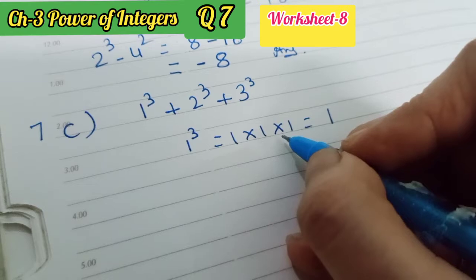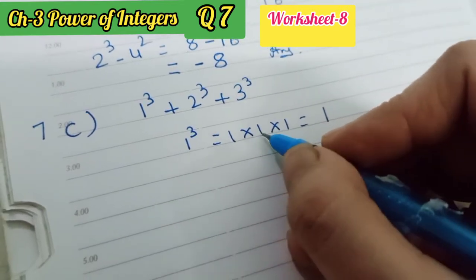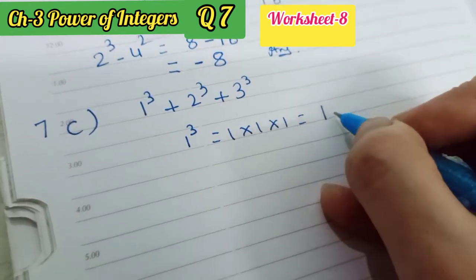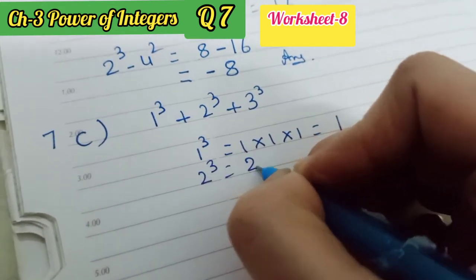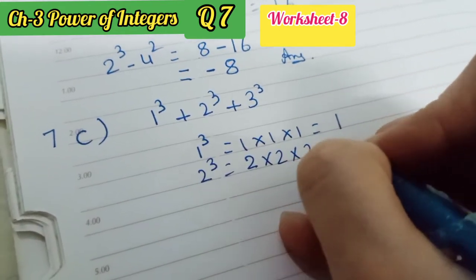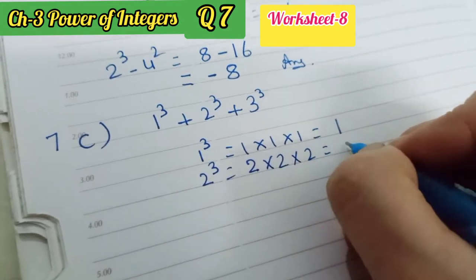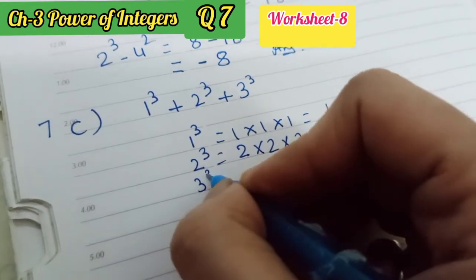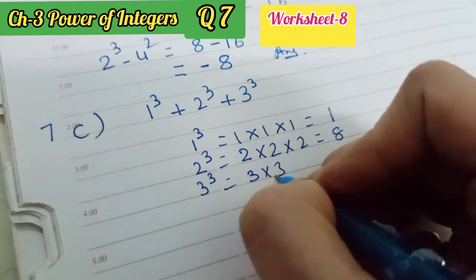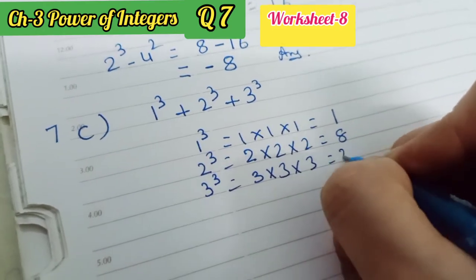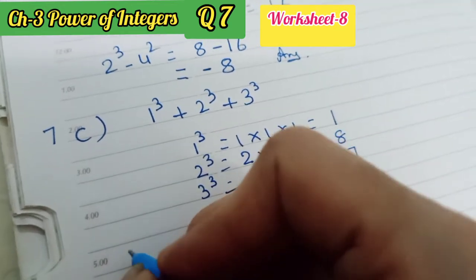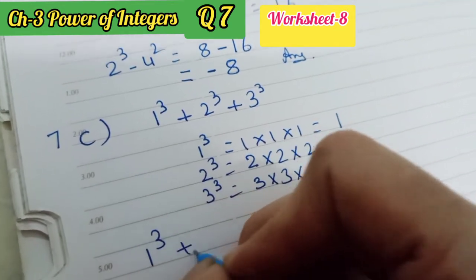Don't take it as 3. It is not added. It is multiplied. Then 1 multiply 1 is 1. 2 cube. That means 2 multiply 2 multiply 2. 2 2s are 4. 4 2s are 8. 3 cube. That means 3 multiply 3 multiply 3. 3 3s are 9. 9 3s are 27. We get the answers. So compute this.